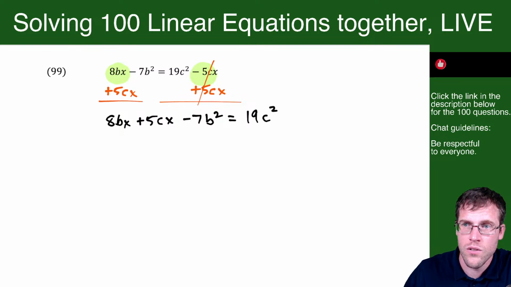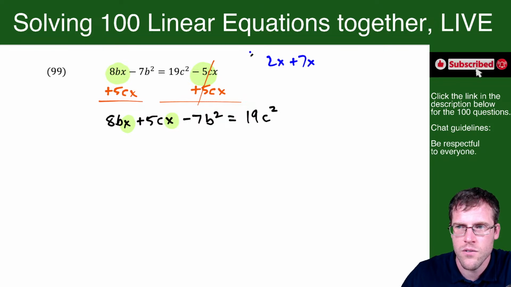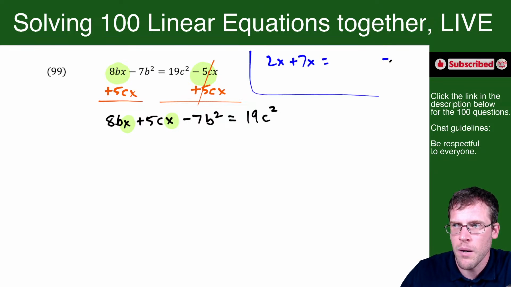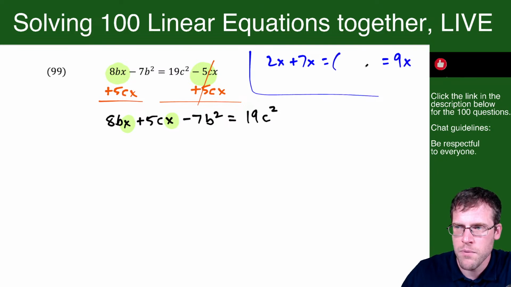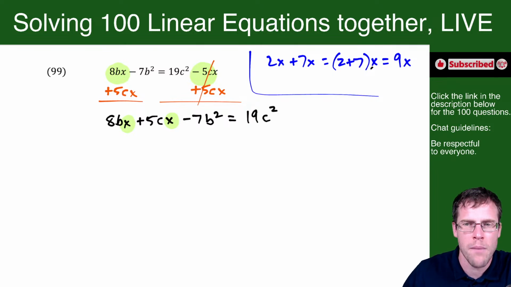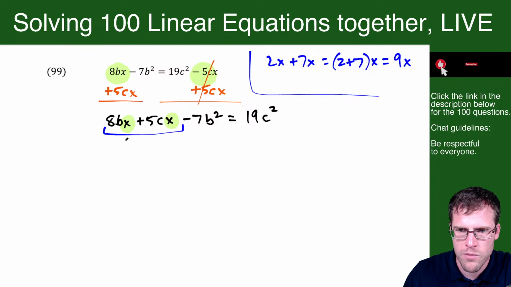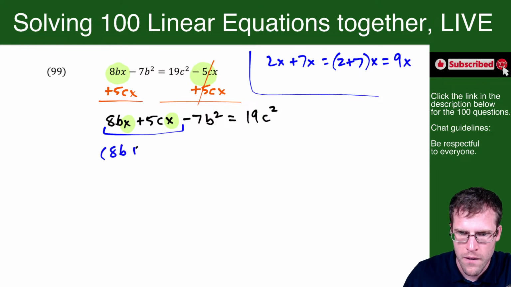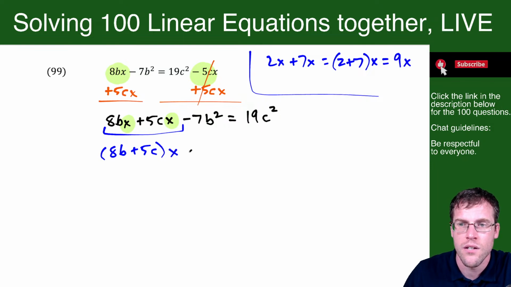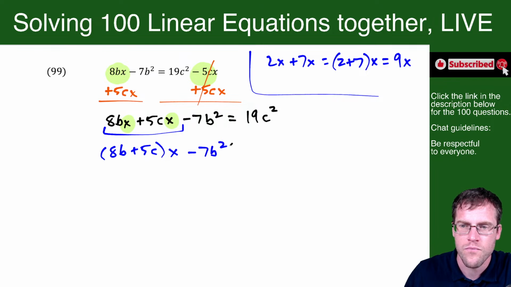So here, what you'll notice is we have matching x's. So now it's going to involve a step of factoring. When you think about something like, let's say, 2x plus 7x, I'll just draw this off to the side. In your head, you probably just know that that's 9x. But what's actually happening is you're factoring out the x and doing 2 plus 7. It's like you're doing the distributive property, but backwards. So that's what I want to express over here, that this is 8b plus 5c. We're adding the coefficients and combining it into a single x. And now minus 7b squared equals 19c squared.